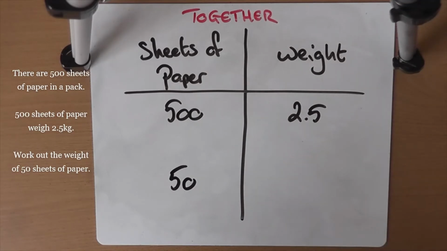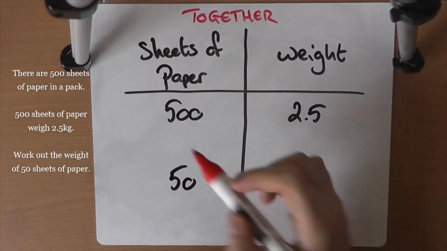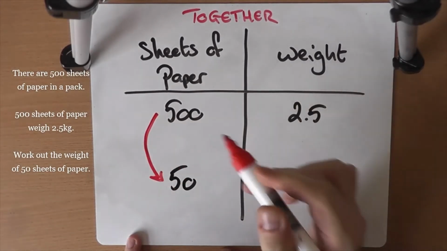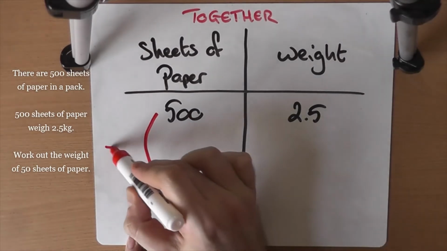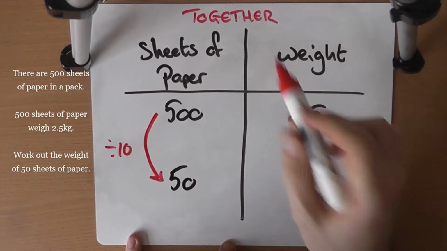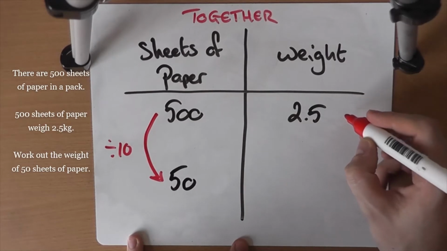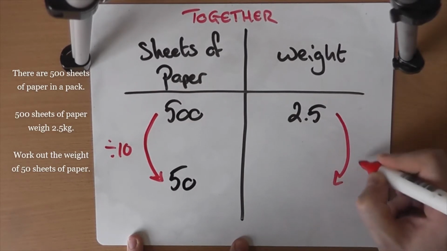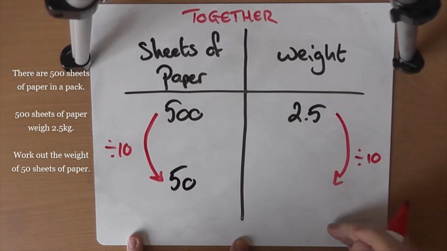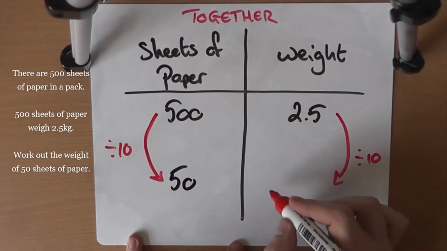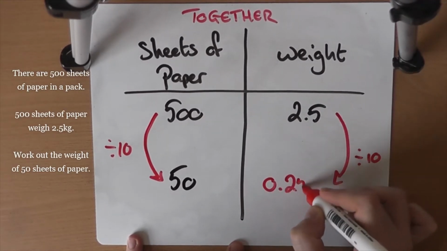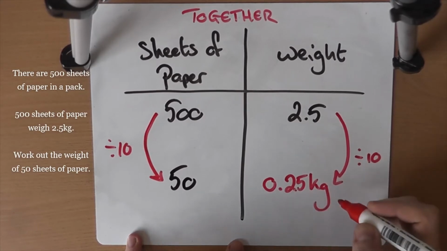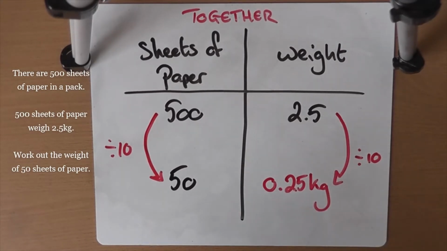They are both going to change by the same amount, and they are both going to change in the same direction. Decrease one, we decrease the other. How much is it changing by? Well, we can look at the sheets of paper. To get from 500 down to 50, we have divided by 10. If they are changing together, the weight will also divide by 10. And if we do 2.5 divided by 10, we are going to end up with 0.25 kilograms. So 50 sheets of paper will weigh 0.25 kilograms.